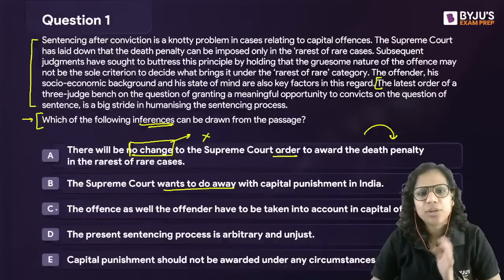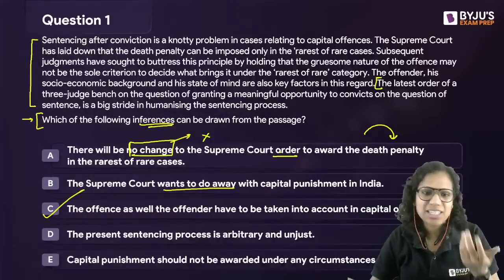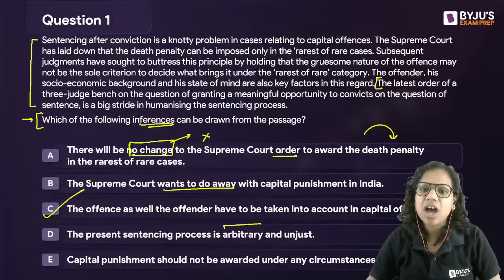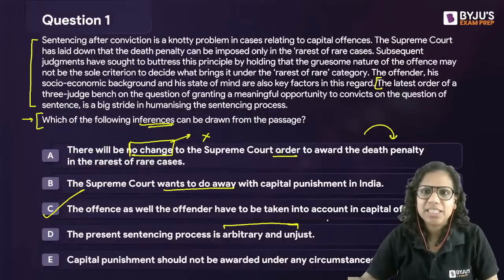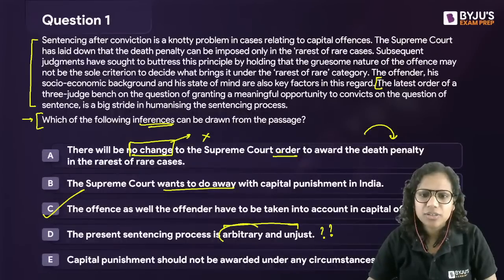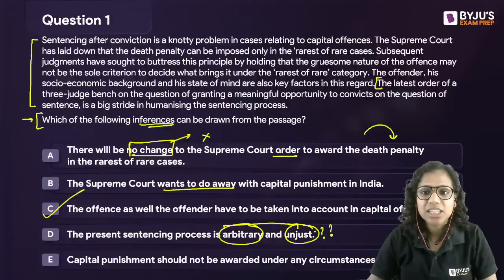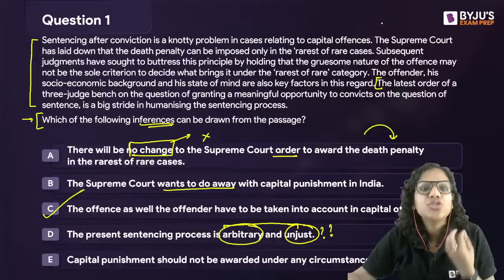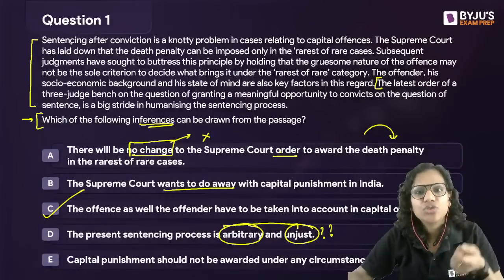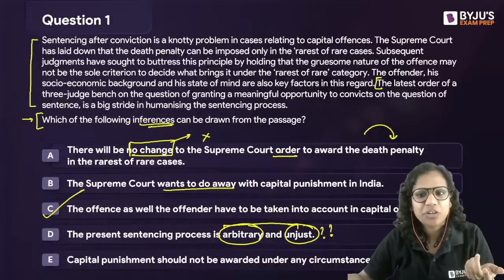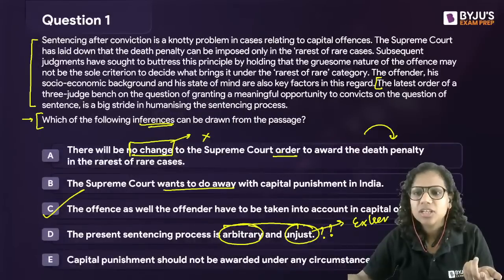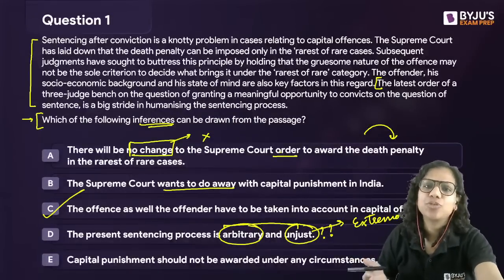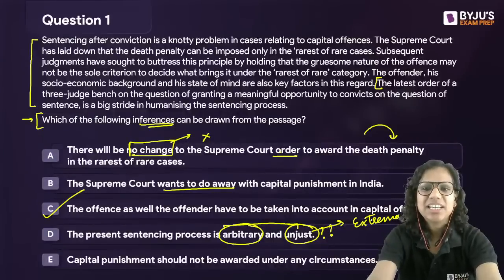Now this was a fairly easy question. C is the answer. Most of you guessed it. Most of you inferred it correctly. The present sentencing process is arbitrary and unjust. One of you said this. Why? When we use such words as unjust, there has to be a strong justification to use the word unjust, isn't it? My sentences do not talk about the idea that it is unjust. The author does not question the justness or unjustness of it, so I can't use such extreme words. Out of scope options and extreme options have to be eliminated, isn't it? That's why C is our answer here.